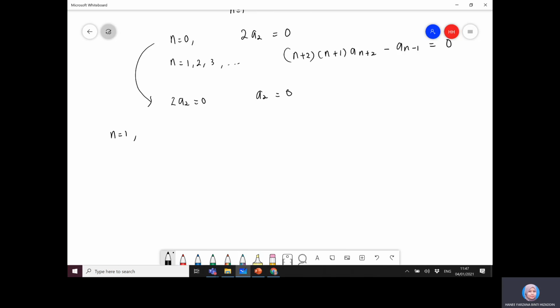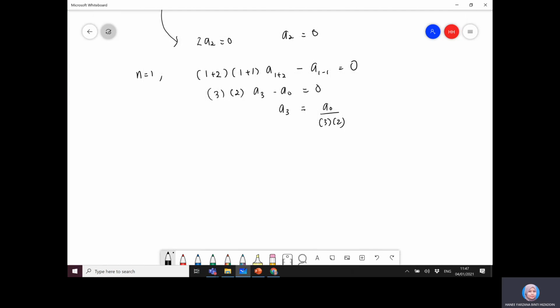So when n equals 1, the coefficient becomes (1 + 2)(1 + 1) a3 - a0 = 0. So here you have 3 times 2, a3 minus a0 equals 0. So you have a3 equals a0 over 3 times 2. Okay, so let's leave it at that first because we want to see the pattern.